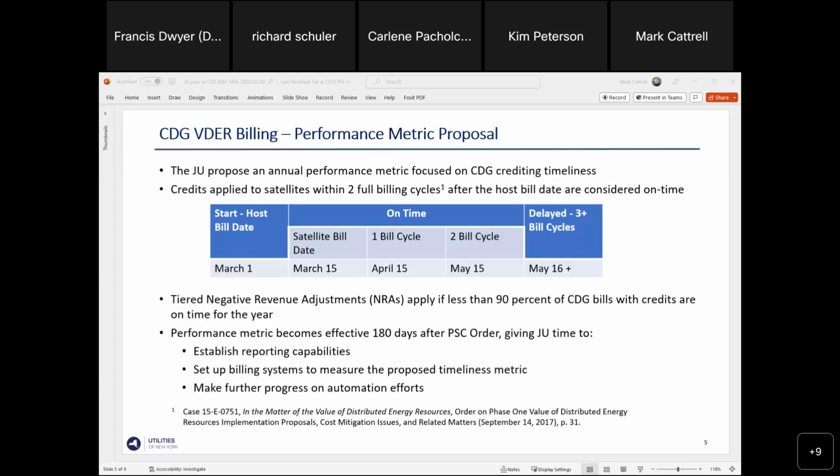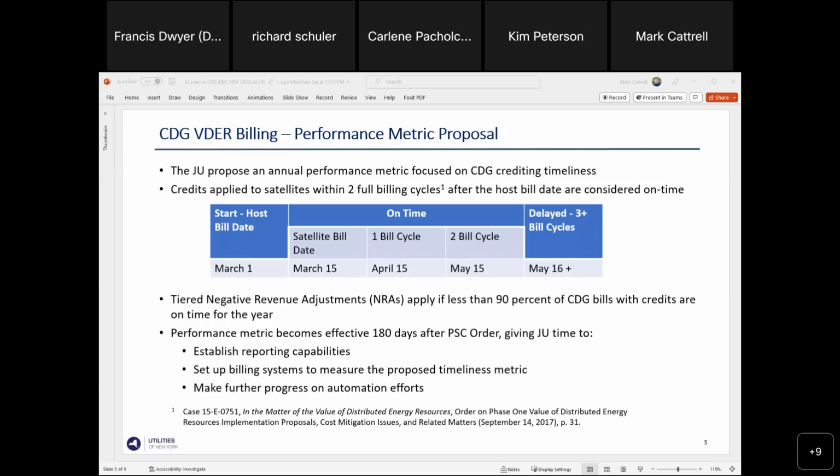towards the metric. If over the course of a year, less than 90% of satellite bills had credits applied in this 2 bill cycle time frame, the first tier of the NRA would apply. And we'll go into NRAs in just a few minutes.